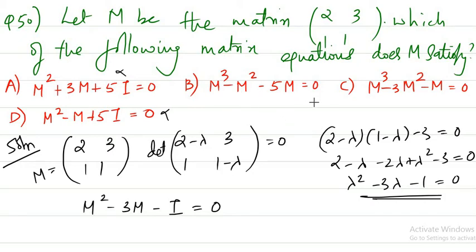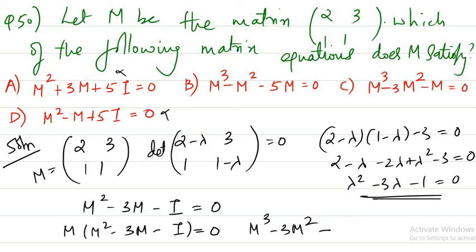But now we can see there's something coming in terms of m cube. So what you can do is simply multiply by m, then you can check, right? What is that? M cube minus 3m square minus m equal to 0. So, and do we have an option like that? Yes, we have an option like that.